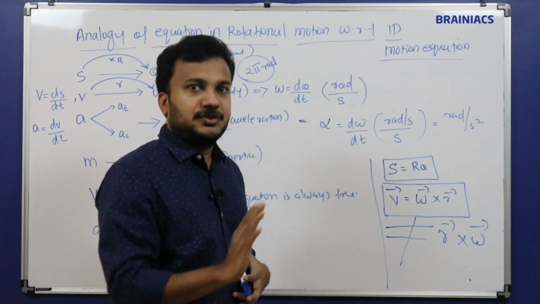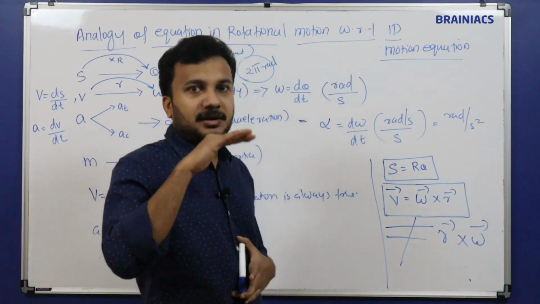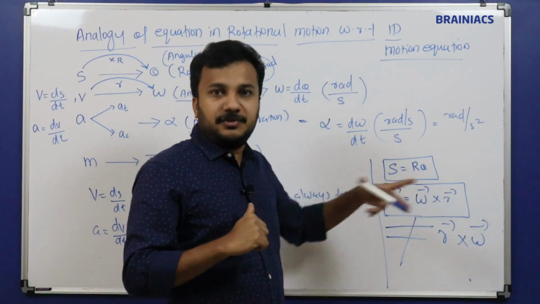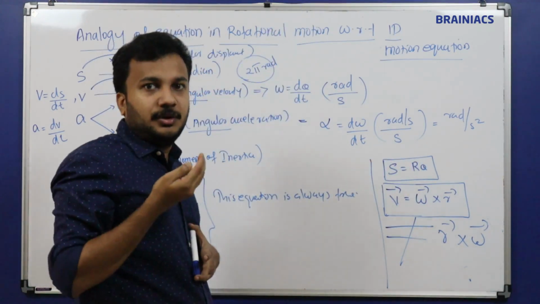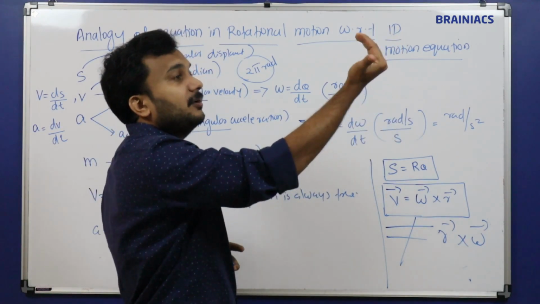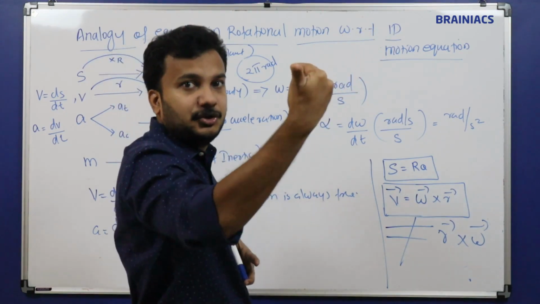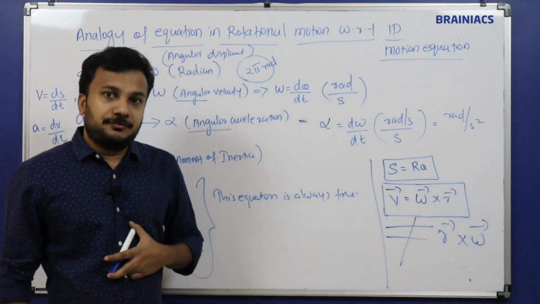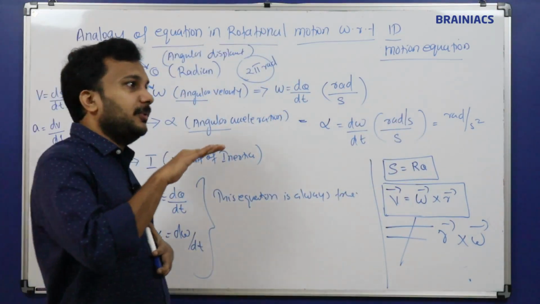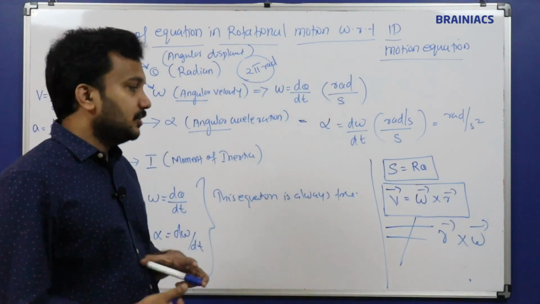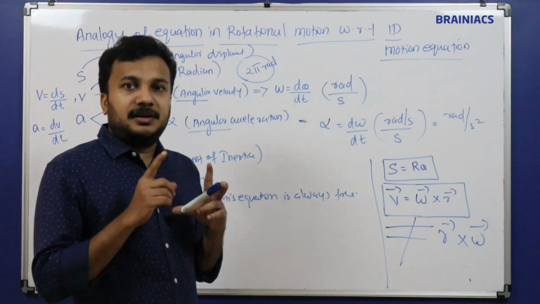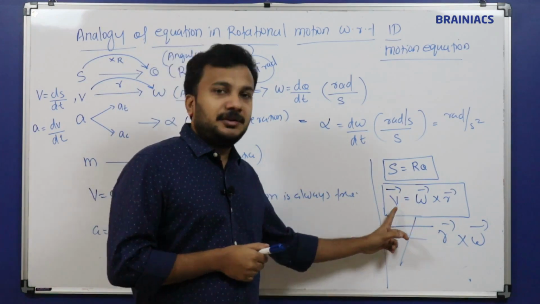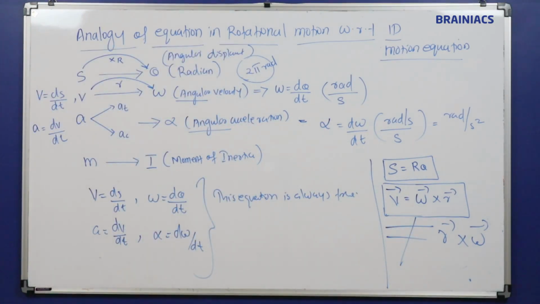So A cross B: wherever the first vector is pointing, suppose the first vector is omega, you will place your palm in the direction omega is pointing, then fold your other four fingers in the direction of r. For example, omega is like this, r is like this. For omega cross r, you fold your four fingers upward, and the thumb is coming towards you. Towards you means positive z direction, or out of the board in the current situation. For example, omega is like this and r is downward. Then for omega cross r my thumb is going inside, so the direction of velocity in that case is inside. To find the direction of the cross product of two vectors, we use the right hand palm rule, and your thumb gives the direction of the resultant. Very important. Hope this is clear.